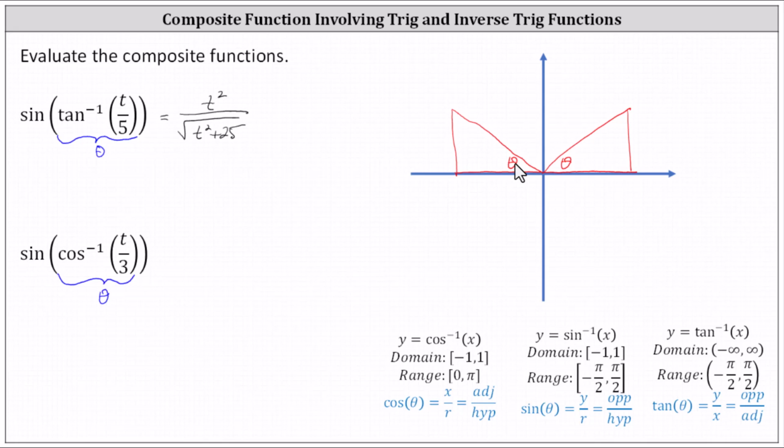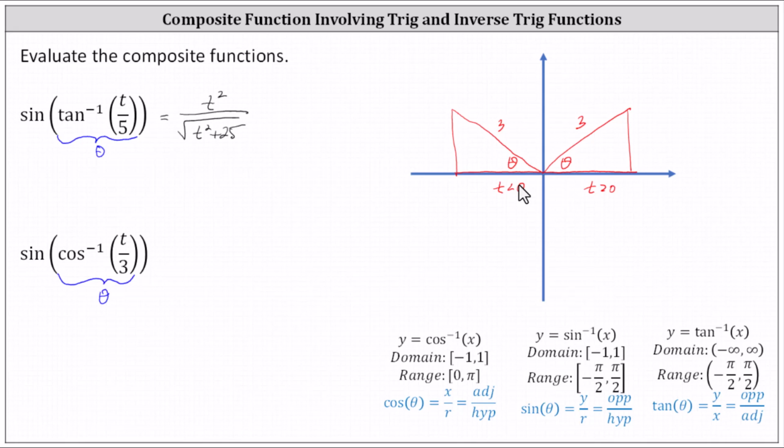Because the cosine function value is t divided by 3, we can now label the adjacent side t and the hypotenuse 3 in both reference triangles. The first quadrant is when t is greater than 0. The second quadrant is when t is less than 0. To evaluate the composite function, we want to determine the sine of the angle theta. So now we need to determine the opposite sides in both reference triangles.